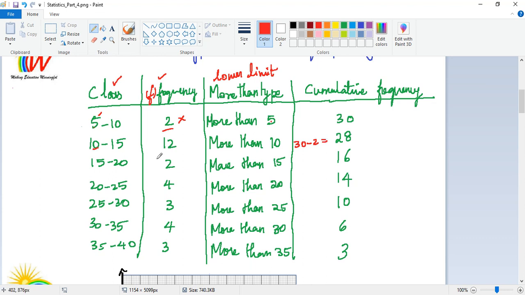Then in the third case, you have more than 15. For more than 15, you will exclude the 2 and then the 12. Already from 30 we have excluded the 2, so from the 28 you subtract the 12. That gives you 16. Similarly, you find for more than 20: from the 16 you subtract the 2, that's 14. So in this way you keep on doing it to finish it off.